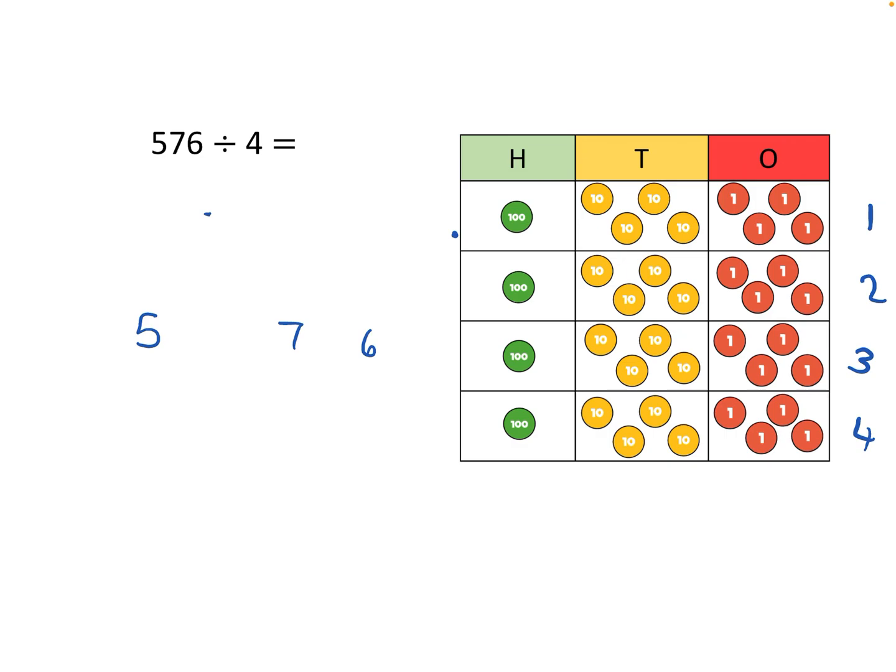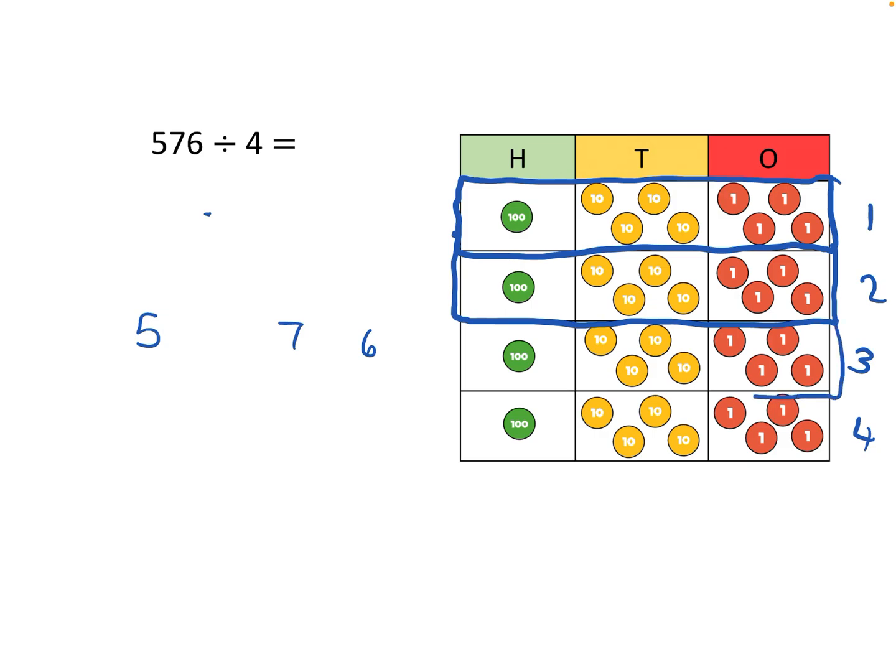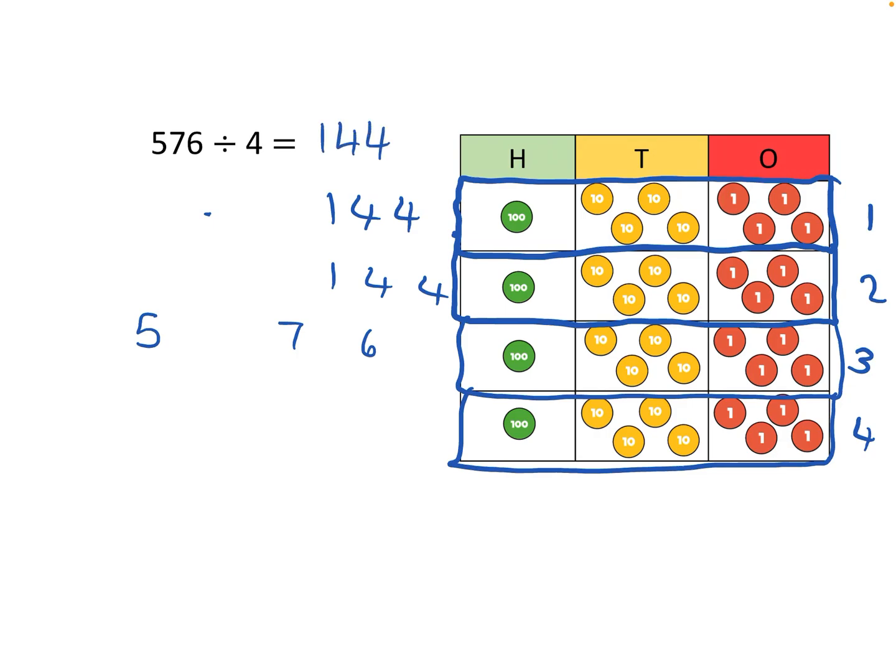What is our answer? Now that we've sorted all of our numbers out, what is our answer? Well, what we do is we take these individual groups. So that's one group. You'll notice that they all have the same amount in. How much do they each have in? They have 4 1s, 4 10s, and 100. They all have the same in, so our answer is 144.